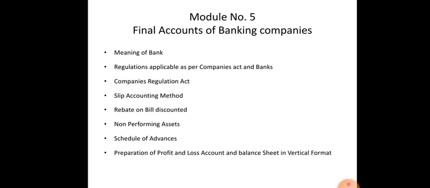So we will see the regulations applicable as per the Companies Act and banks, which rules are there as per the Companies Act and for banks. The banking regulation act we will see, slip accounting methods, rebate on bills discounted, and non-performing assets, what those non-performing assets are. Next, schedule of advances, and preparation of profit and loss account and balance sheet in vertical format we have to see. Okay, so these are the 5 modules we have to see in this Corporate Accounting.